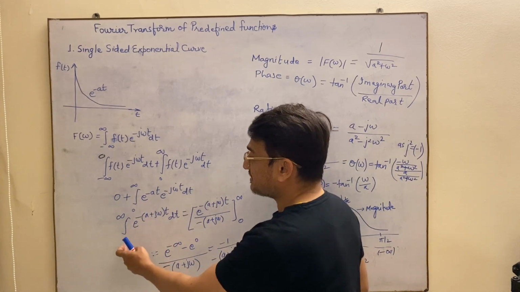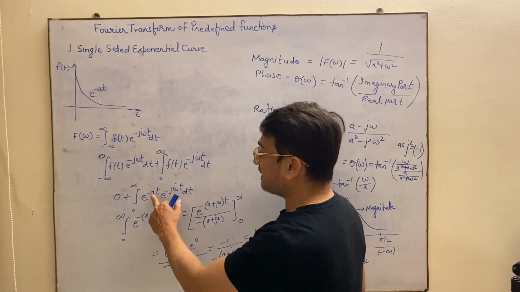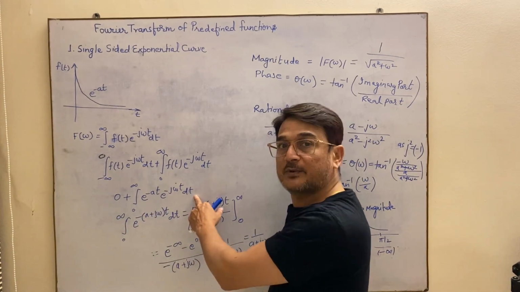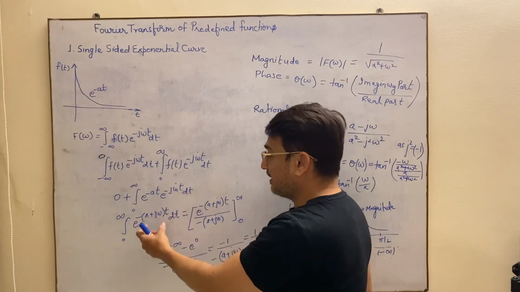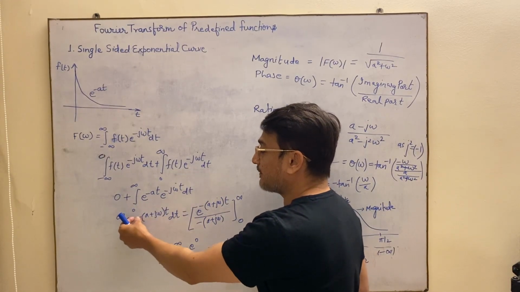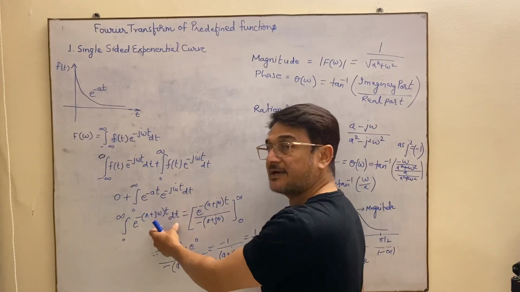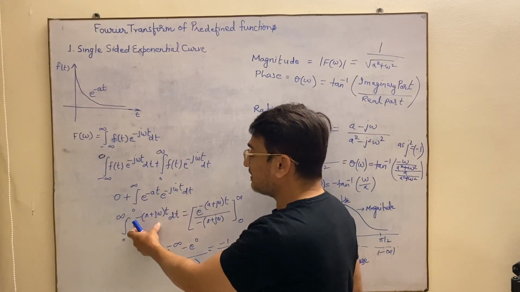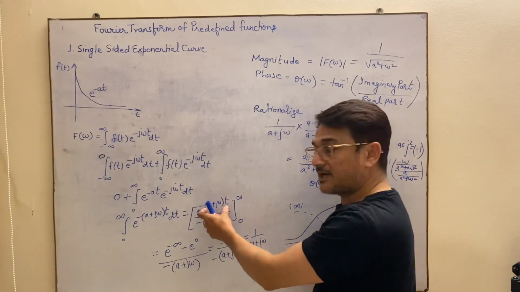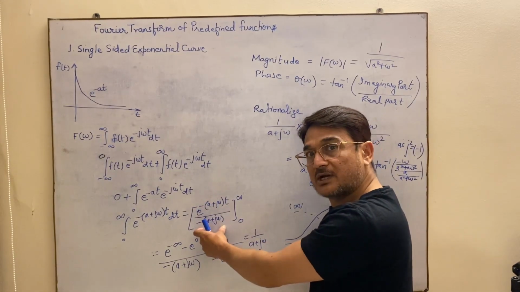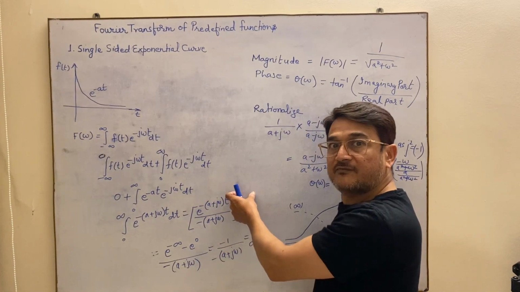So this will become the integral from 0 to infinity of e raised to the power minus at times e raised to the power minus j omega t dt. Both these exponential terms can be combined, so it will become e raised to the power minus of (a plus j omega) t dt. Now if we integrate this term, it will become e raised to the power minus of (a plus j omega) t upon minus of (a plus j omega), with the limit 0 to infinity.